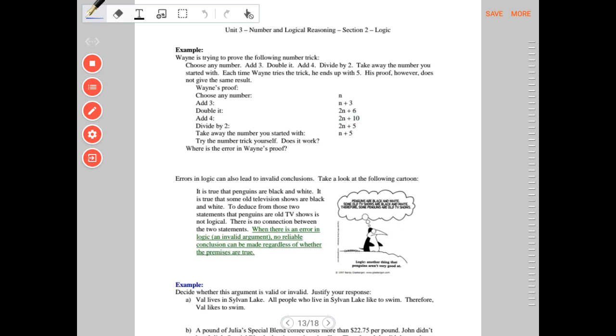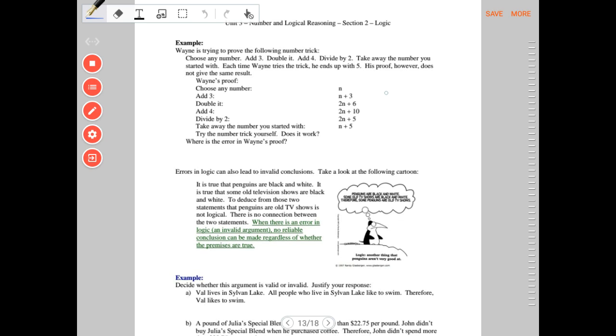Divide by 2. Now remember, when you divide by 2, that means you divide both terms by 2. So 2n divided by 2 plus 10 divided by 2. So 2n divided by 2 leaves n, and 10 divided by 2 leaves 5. Then take away the number you started with. So minus n, the n's cancel, and I'm left with 5, as Wayne said. So he forgot to divide the 2n by 2.